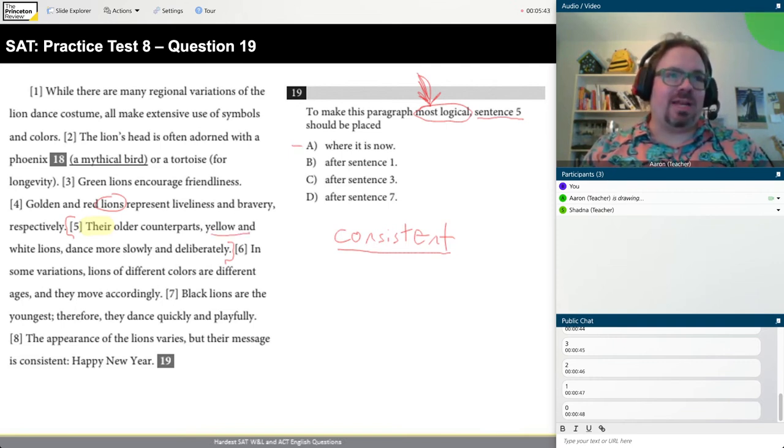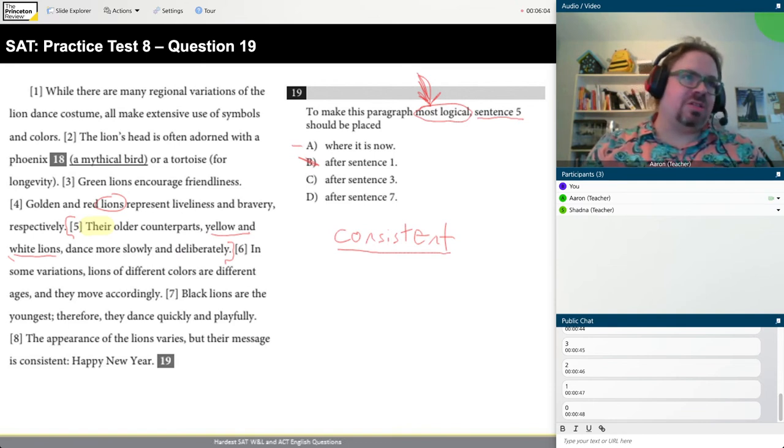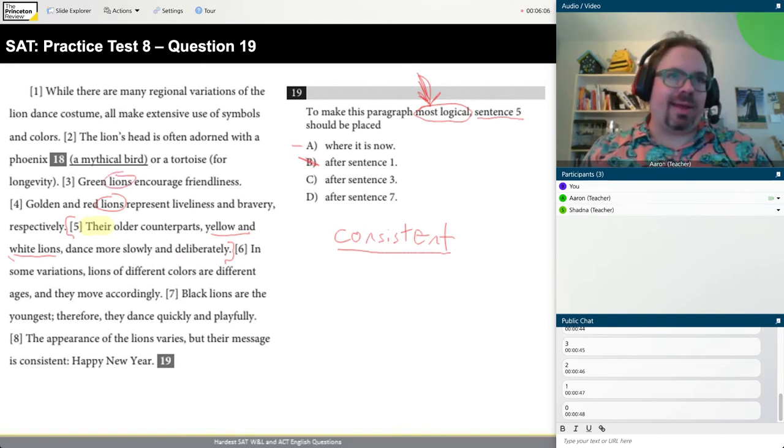That's the thing we need to have counterparts to. This there tells us that. And so after sentence one makes no sense. There's nothing that would be consistent with what we see in sentence five. C, after sentence three, green lions encourage friendliness. Okay, that's kind of a lot like sentence four, where it is now, because lions, okay.